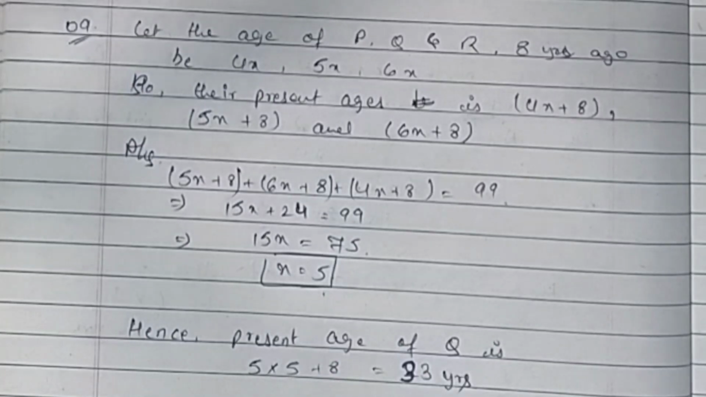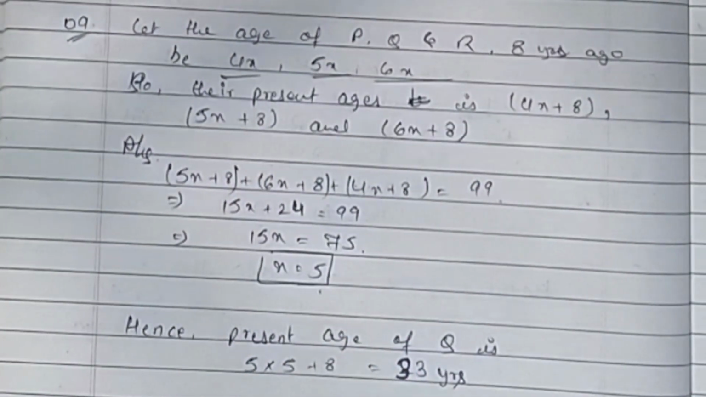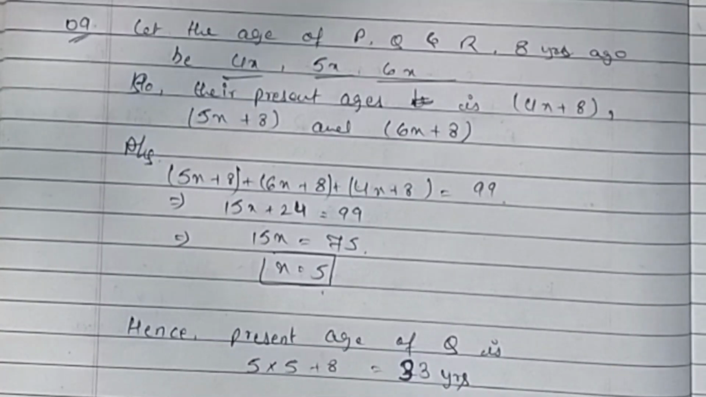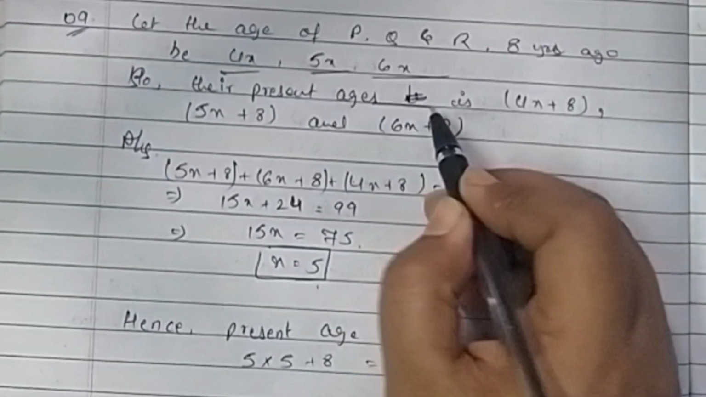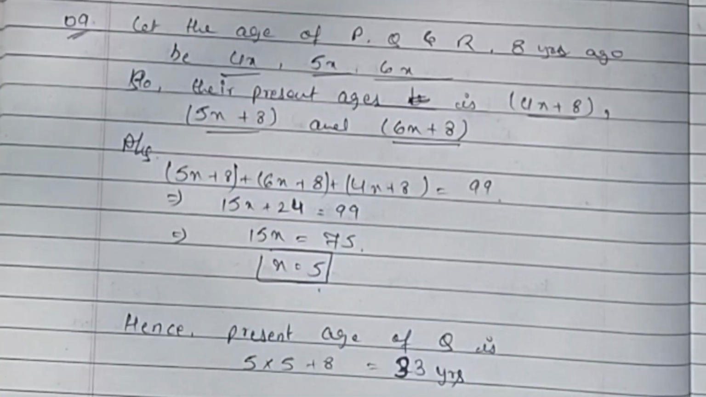So according to the question and the ratio, we have assumed the ages of P, Q and R 8 years ago to be 4x, 5x and 6x. So here we have assumed their ages, 4x, 5x and 6x, which is 8 years ago. To find their present ages, we have to add those 8 years to their assumed ages. So their present ages will become 4x plus 8, 5x plus 8 and 6x plus 8.